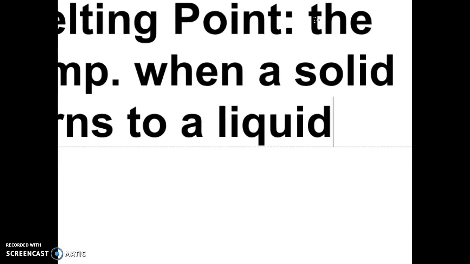So an ice cube has a melting point. A bar of gold has a melting point. A bar of lead has a melting point. Different substances that are solids have a melting point that they would reach. If you're talking about rocks and lava, they have a melting point from when they turn from a solid into a liquid.